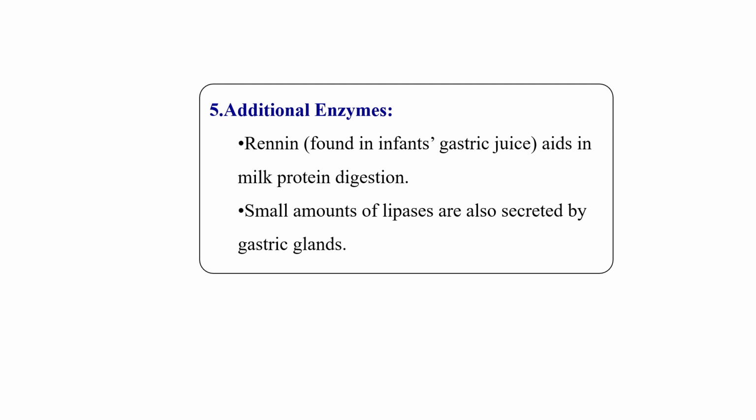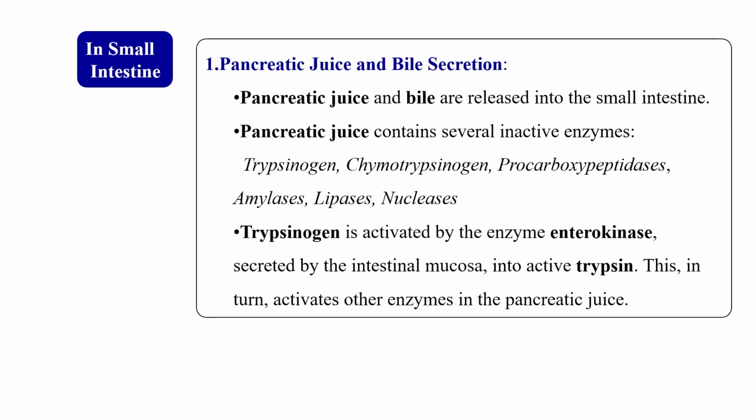Now, apart from these three things, mucus, proenzymes like pepsinogen, and HCl, some other enzymes like renin are also secreted. Renin is found in the infant's gastric juice, which helps in milk protein digestion, and a small amount of lipases is also present in the stomach, secreted by the gastric gland. But only in a small amount.